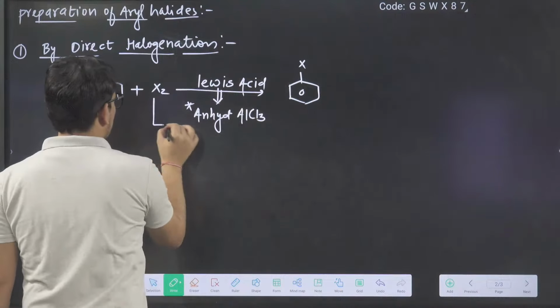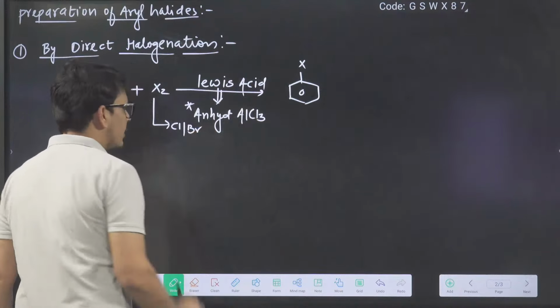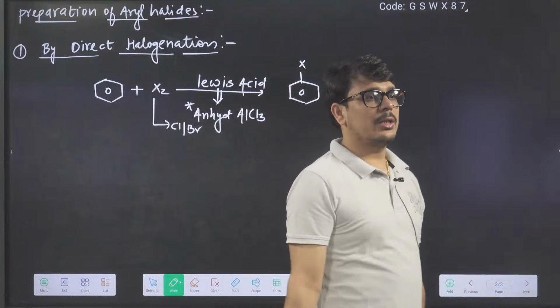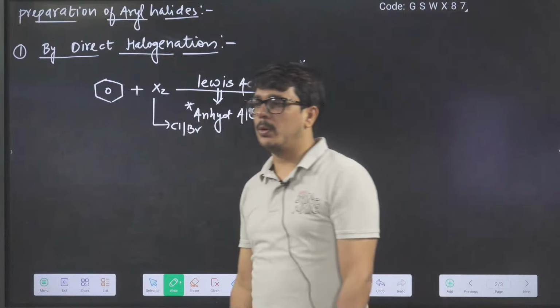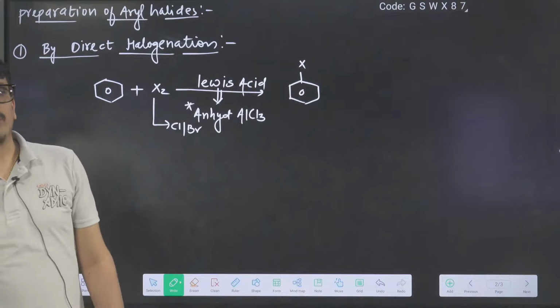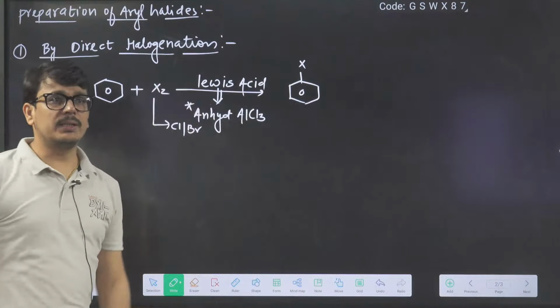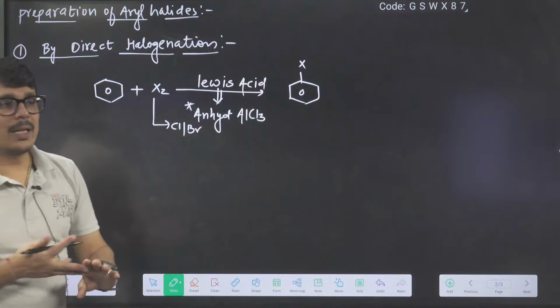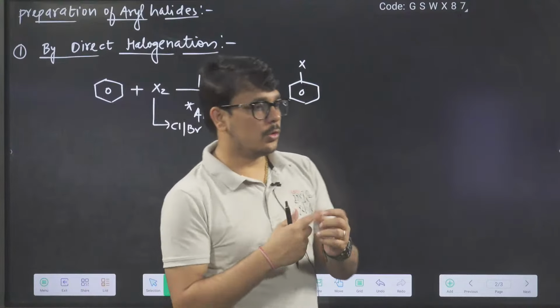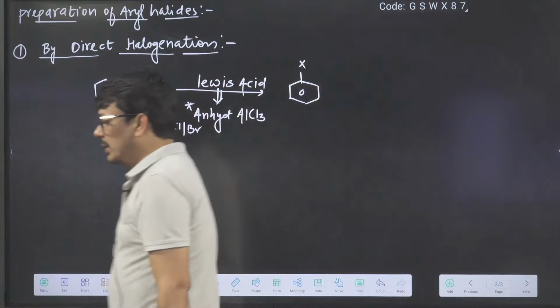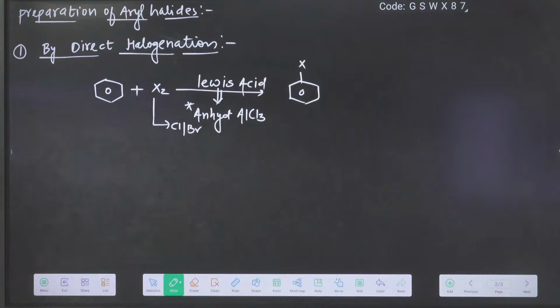And remember, X is either chlorine or bromine. Direct halogenation cannot prepare which type of compound? Fluorobenzene and iodobenzene. Remember that. To prepare those compounds we use one specific type of reaction, which is from diazonium salt. So first thing clear to everyone, yes or no?